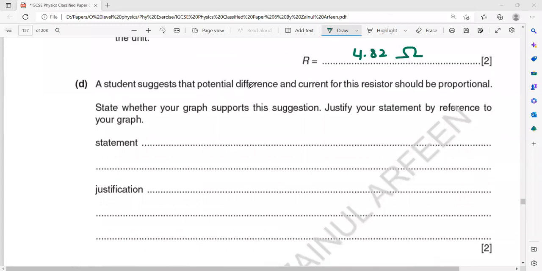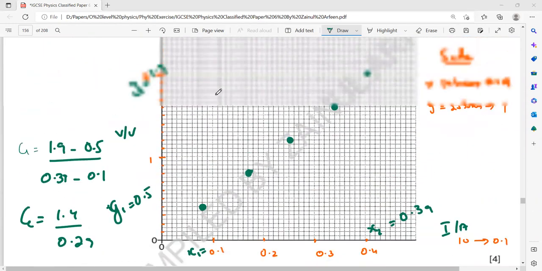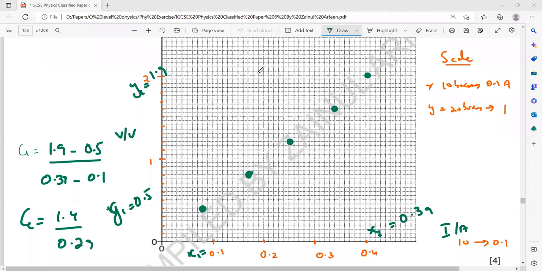Then students suggest that the potential difference and the current for this resistor should be directly proportional. State whether your graph supports this suggestion. We are getting a straight line passing through origin. Are they directly proportional? Yes or no? What we can say? Yes. And what is the reason for that? Because it's a straight line passing through origin.